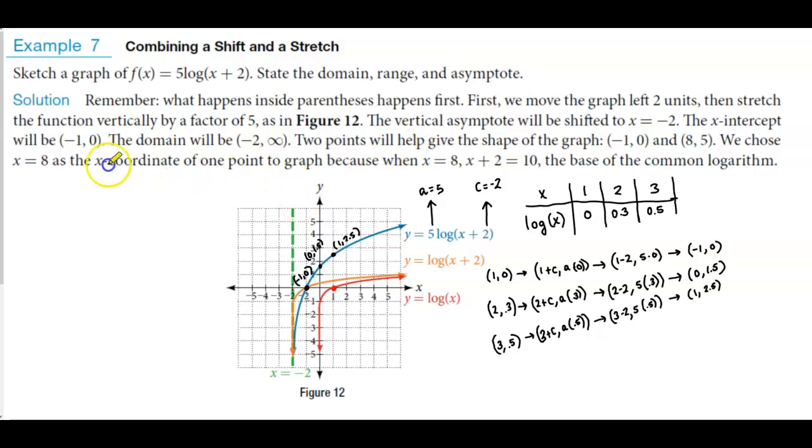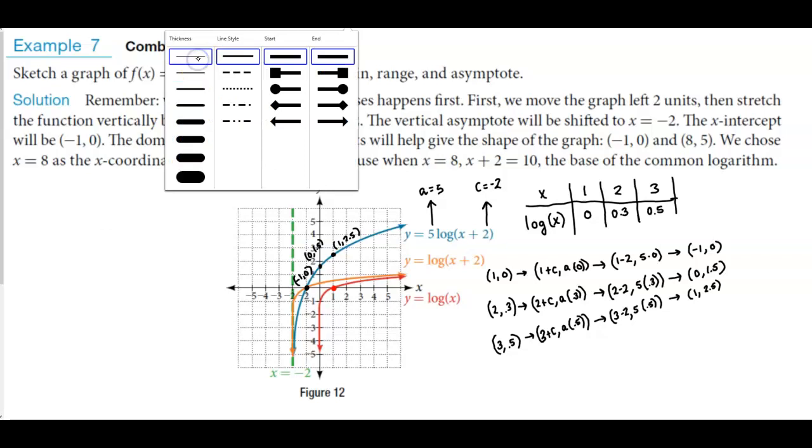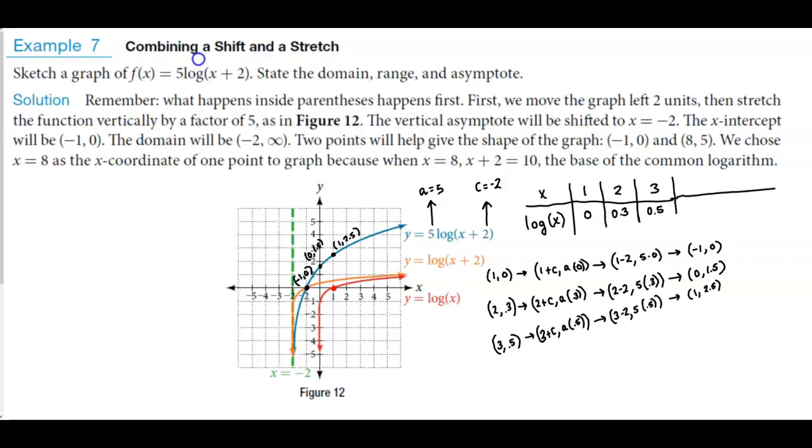Now what they've done over here is use values that make it easier to find the logarithm of a power of 10. Since the base is 10, if we find the logarithm of 10, what exponent do you have to raise 10 to in order to get 10? That means 10 to the first power, so that would be 1.